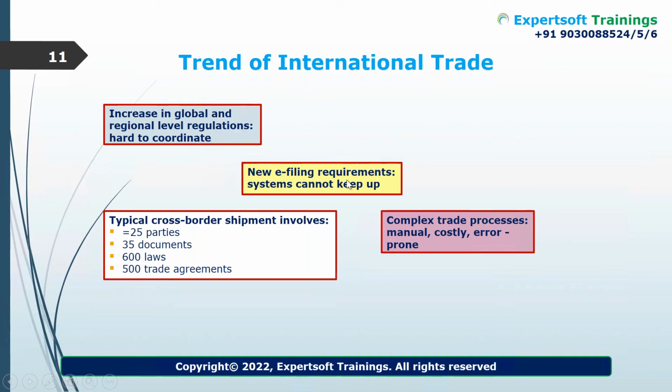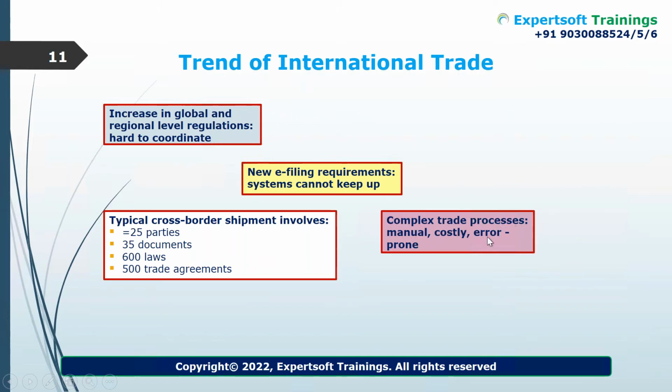New e-filing requirements, the system cannot keep up. Whatever your existing or legacy system is that you're currently operating from, it cannot keep up with the e-filing requirements that have been mandated by each and every government. Nowadays no government accepts or expects paper filing. Everyone is expecting e-filing, which is electronic filing, electronic transfer of your declarations and data.